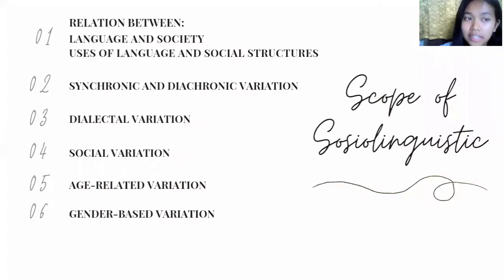In sociolinguistics, there are 6 things that can be the scope of sociolinguistics. The first is relation between language and society, relation between uses of language and social structures. The second is synchronic and diachronic variation. The third is dialectal variation. The fourth is social variation. The fifth is age-related variation, and the last is gender-based variation.